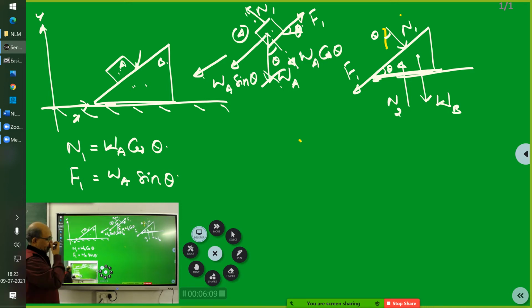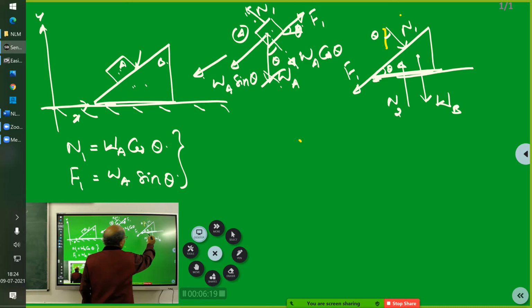Is it clear? Yes, sir. So they are equal and opposite, so therefore the equilibrium condition is established. Okay? Now similarly, let us come to this.